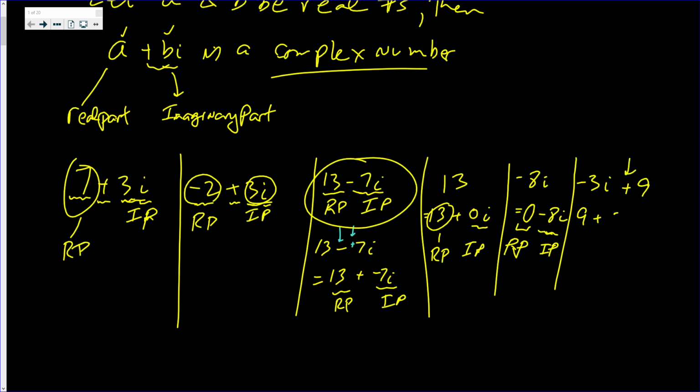Now, addition commutes. This is 9 plus 3i. That's the real part. That's the imaginary part. You could have said from up here, that's the imaginary part, and the 9 is the real part. Nice and simple.